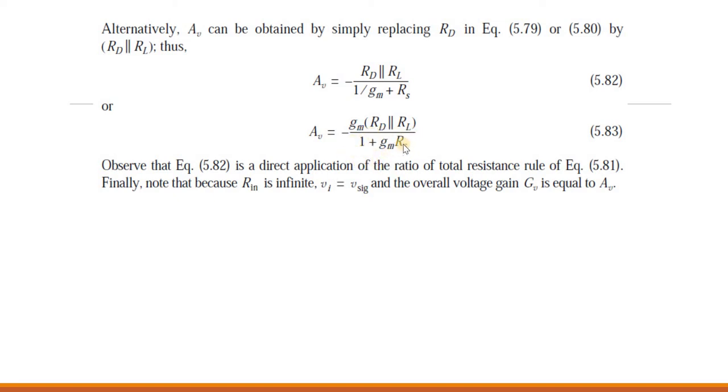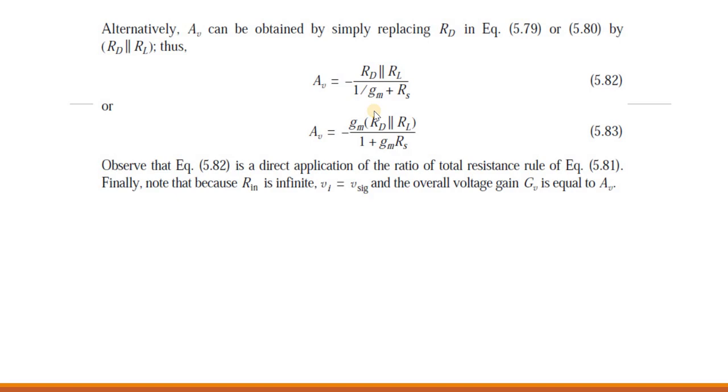So that is what the inclusion of RS does: your voltage gain reduces. Voltage gain reduces, but it gives a stable output because of the negative feedback from RS. Okay, so this is the expression you need to remember.